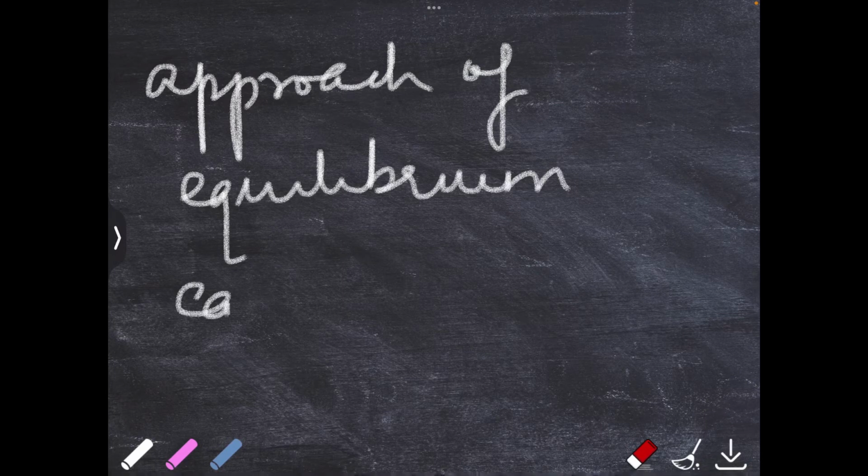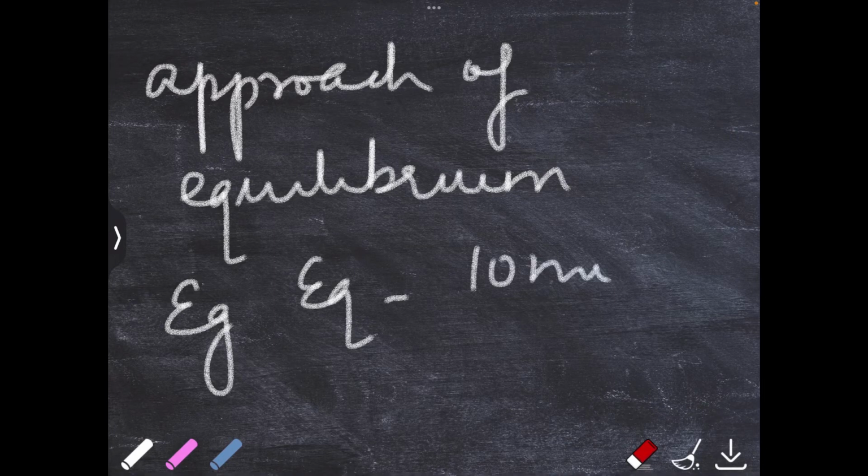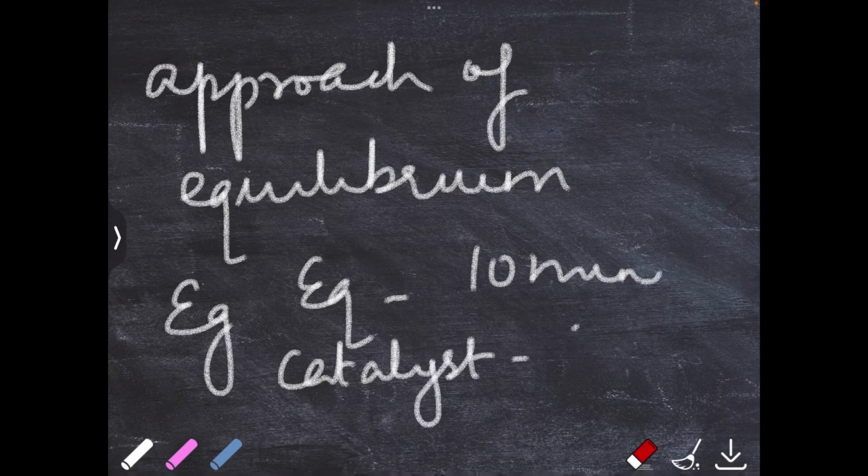For example, if the equilibrium arrives in 10 minutes in the absence of a catalyst, then in the presence of a catalyst, this equilibrium may arrive in 5 minutes. So the catalyst will not take part in the reaction process of equilibrium, but it will hasten the approach of equilibrium.